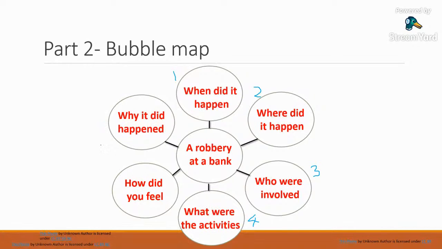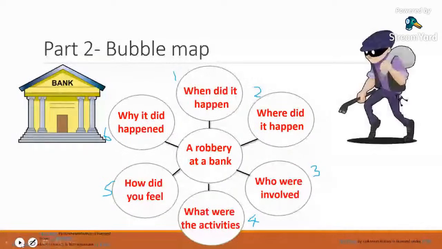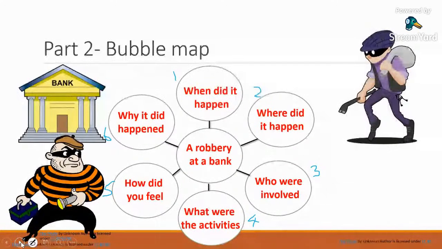Then how do you feel? Your feeling can be number 5, or why it happened can be number 6, or the other way around. So how do you feel during the whole incident of the robbery? And then why did it happen can be number 6. So a bank, you have robbers. Okay, so far so good.